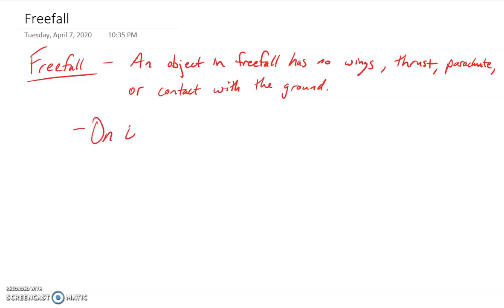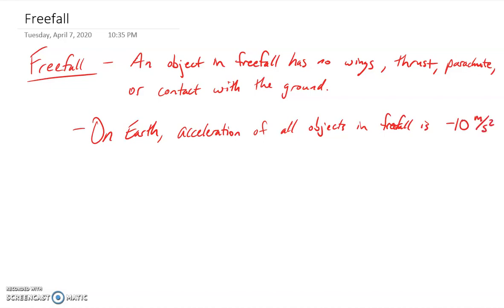On Earth, objects have the same acceleration no matter what their mass is. So on Earth, the acceleration of all objects in free fall is, we're going to approximate it to be negative 10 meters per second squared. In reality it's negative 9.8, but we're going to make the math a little bit easier and eliminate some of the decimal point stuff and just round it to negative 10, which is a pretty good approximation.